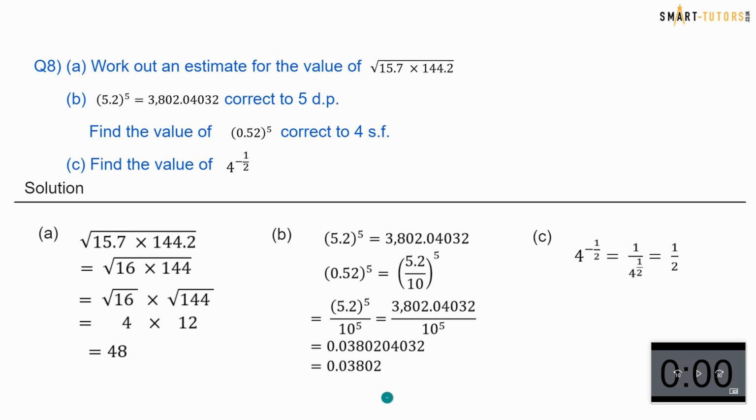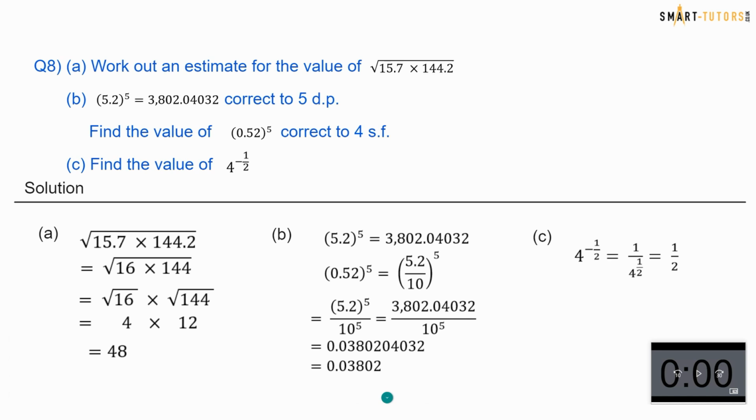So the square root of 16 times 144 can be written separately as the square root of 16 times the square root of 144. The square root of 16 is 4, times the square root of 144 which is 12. 12 times 4 is 48. The next question, part B.